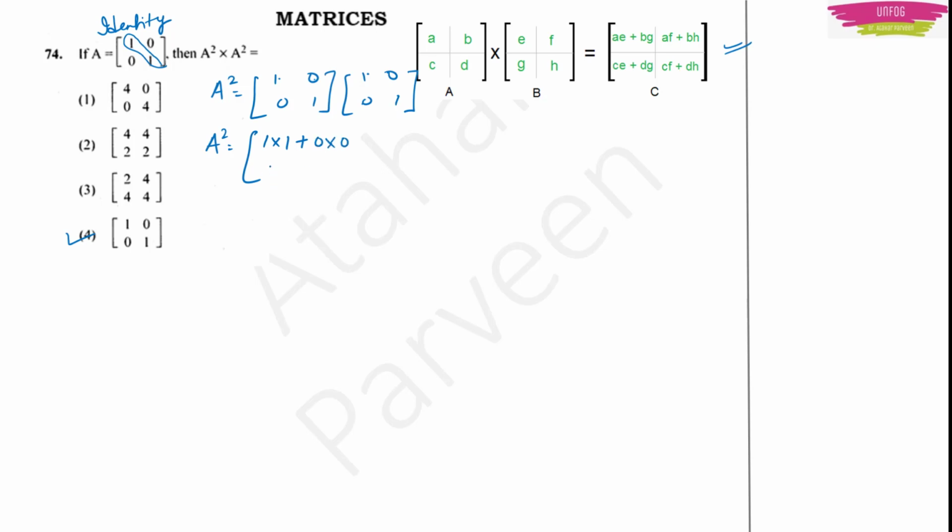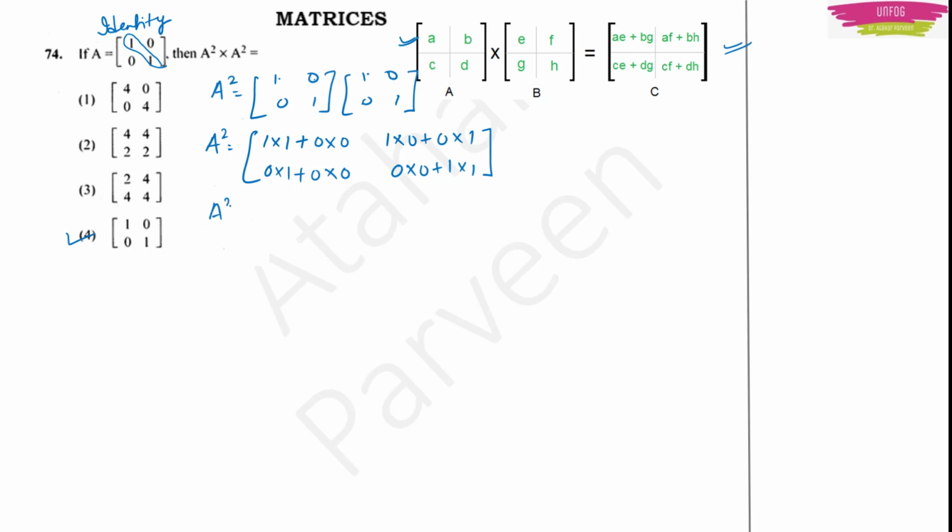Okay, again here it will be 0 into 1 plus 0 into 0. Next, for the next row, 1 into 0 plus 0 into 1, then again 0 into 0 plus 1 into 1. Okay, if you are not understanding, please pause the video and try to practice with A, B, C, D, E, F, G, H here with this matrix.